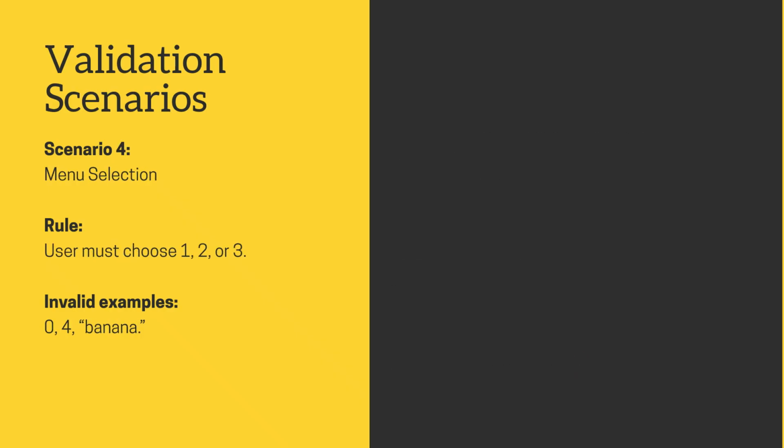Okay, so let's do one more. This one is a menu selection. The rule is that users must choose 1, 2, or 3. So invalid examples would be choosing 0, entering 4, or entering the word banana.